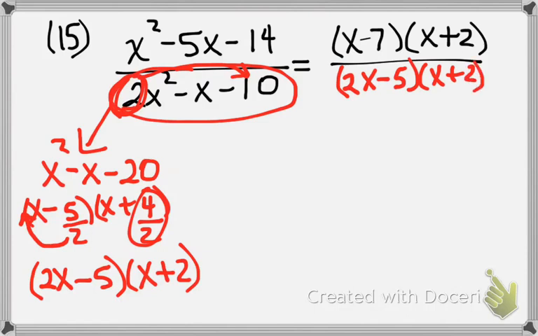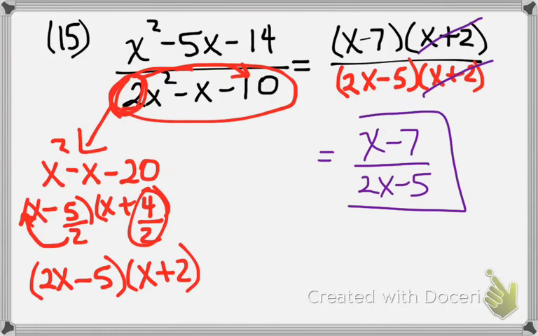And I'm looking to see what cancels. I have an x plus 2 in the numerator that cancels with an x plus 2 in the denominator. So once I've canceled, what's left is going to be my solution: x minus 7 over 2x minus 5. That's the simplified version of what we started with.